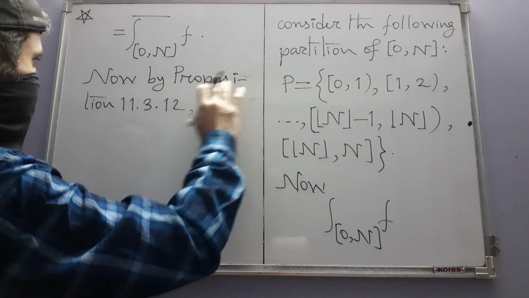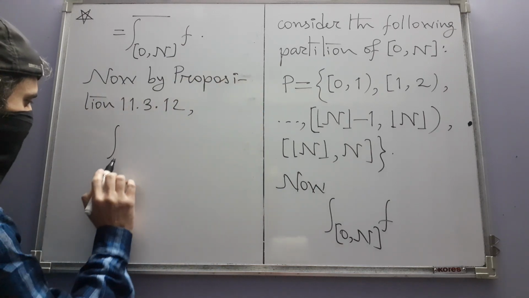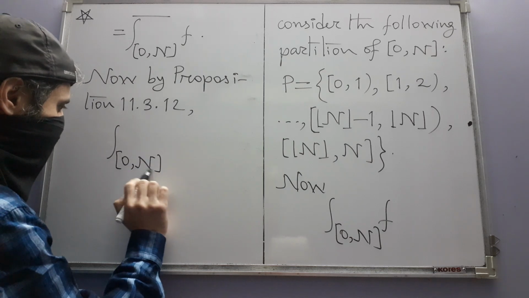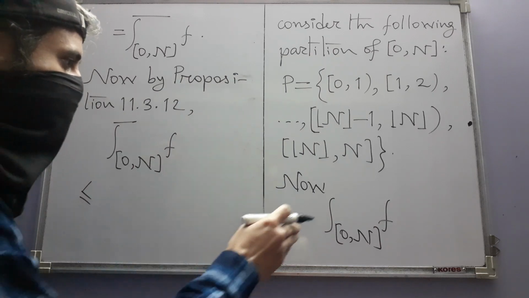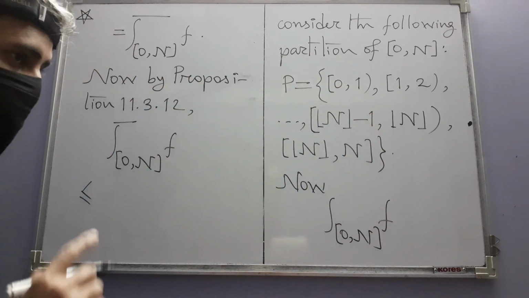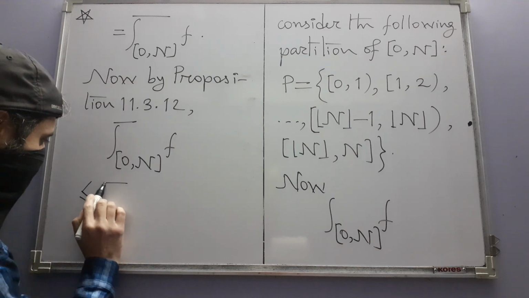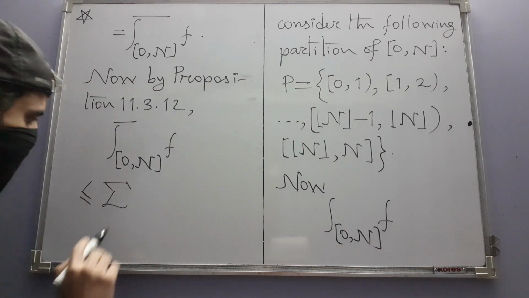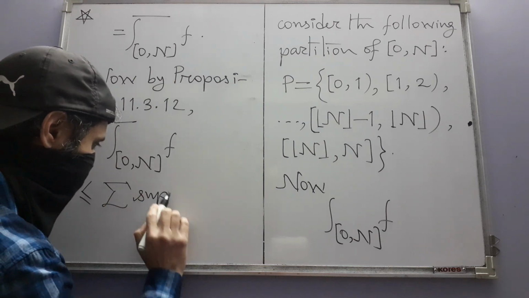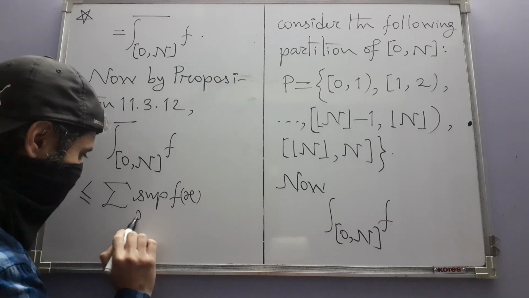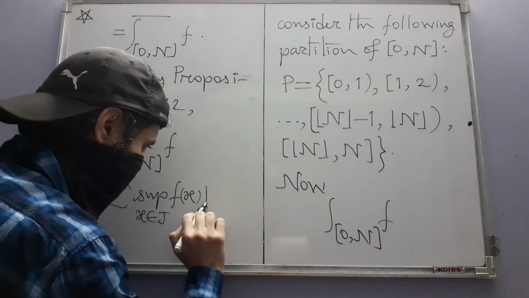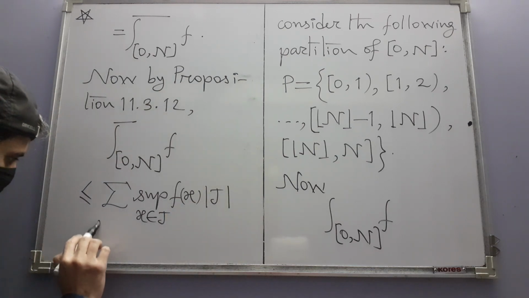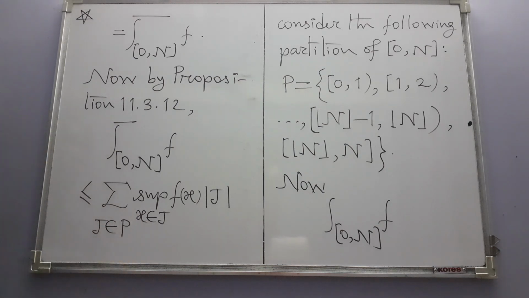So we straight away write now, by proposition 11.3.12, the upper integral is less than or equal to the upper Riemann sum of f corresponding to this partition, which by definition is this summation, because we are talking about upper sums. So this will be the supremum of f of x, x varies over J, times the length of J, where J is a subinterval in P. All right.